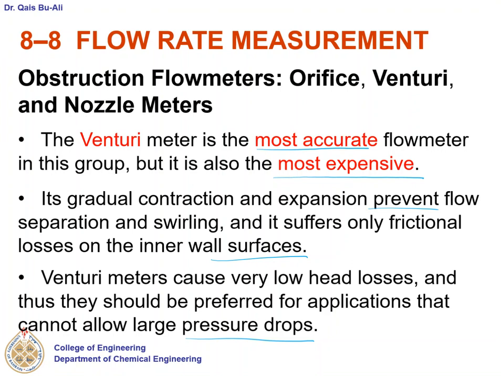We said we have three types of losses: the friction with the walls, vena contracta, and the wakes or swirls, and they are all present in the orifice meter. However, two types of them are present in the flow nozzle, which are the eddies and the friction with the walls, and only one of them is present in the Venturi meter. So this ends this lecture, and in the next lecture I'm going to solve an example on the obstruction flow meters.